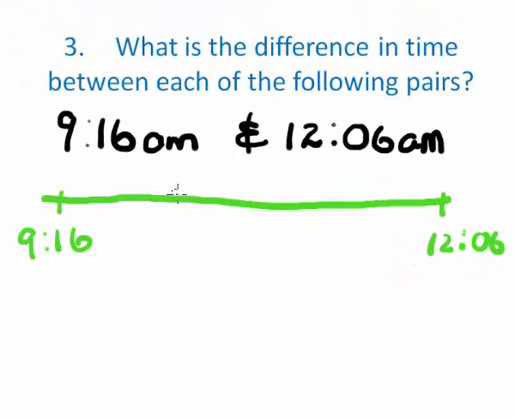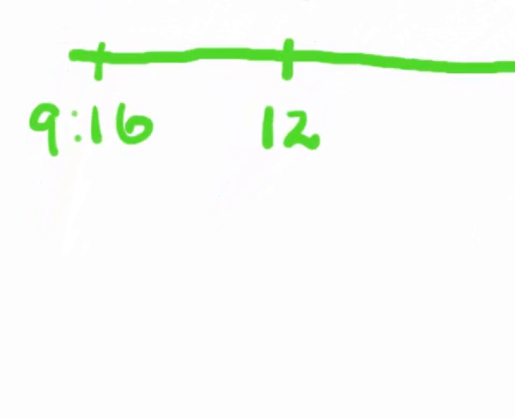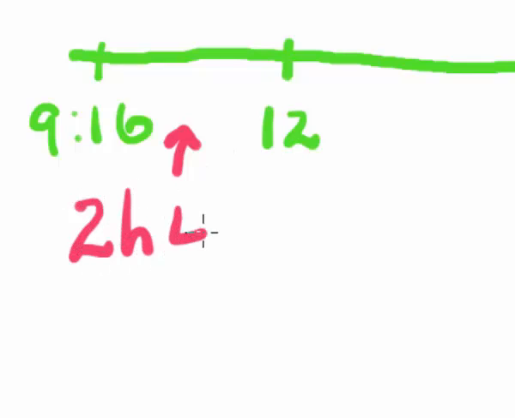Then, in between here we are going to have 12 noon. So now, if we have a look at the time between 9:16 and 12 noon, at lunchtime, we can see we've got 16 minutes less than 3 hours. So from 9:16 to 12 is going to be 2 hours and 44 minutes.